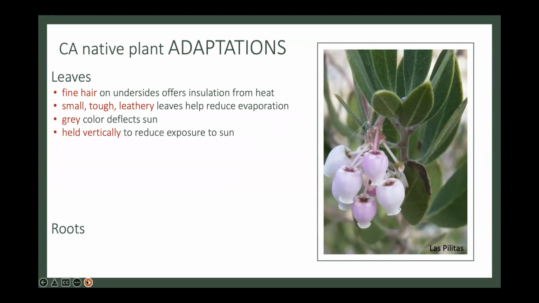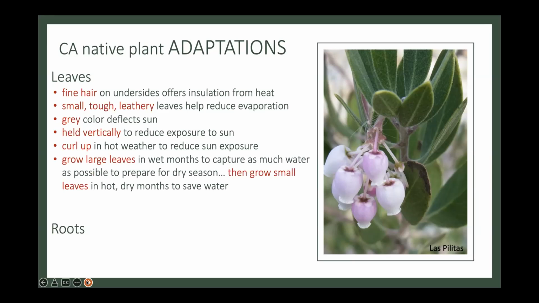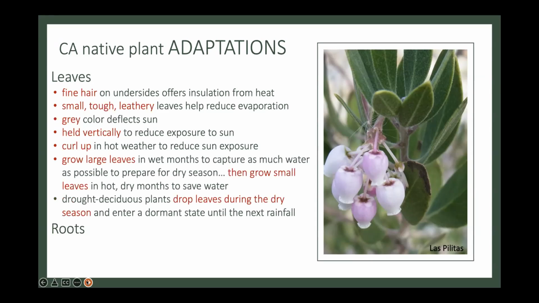I have some Manzanita in my garden. I always like looking at that. It's so intriguing to me. Some will curl up in hot weather to reduce sun exposure, very smart. Or many will grow very large leaves to capture water in the wet months, when we hope we have the wet months, right, in December, in winter and early spring. And then they grow really small leaves in hot, dry months to conserve water. Plants are so smart.